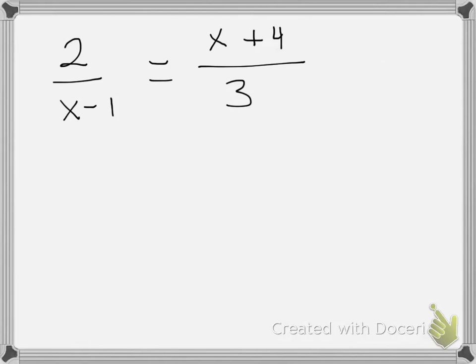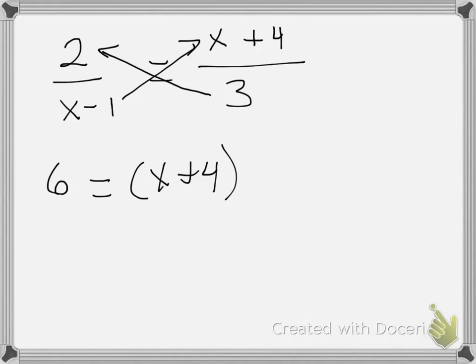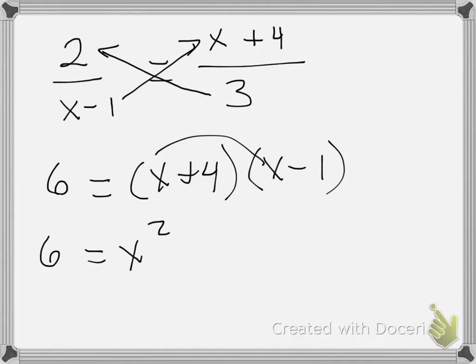Let's say that we had 2 over x minus 1, and that equaled x plus 4 over 3. Well, this is really nothing more than a proportion, and what we could do is cross multiply. We get 6 equals x plus 4 times x minus 1. And then if we do the distribution on the right hand side here, we get x squared plus 3x minus 4.